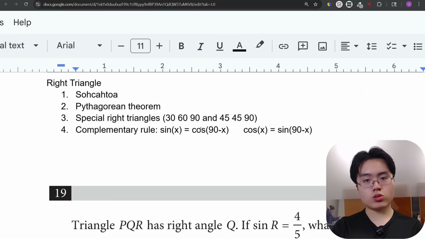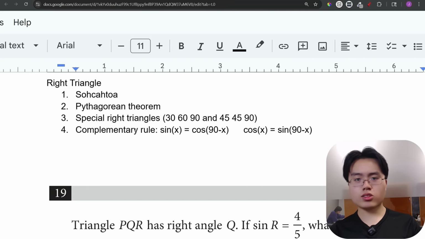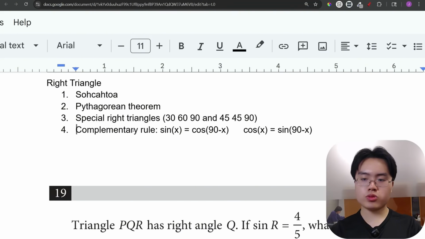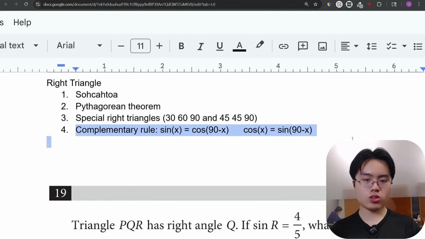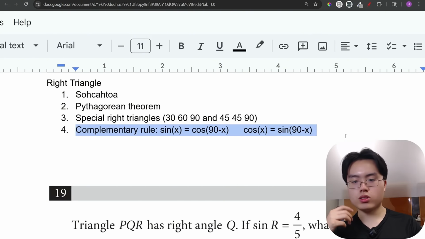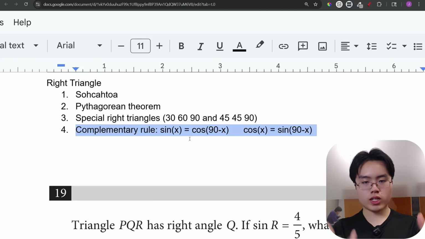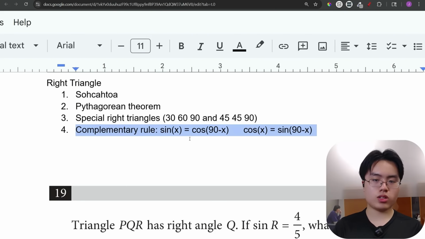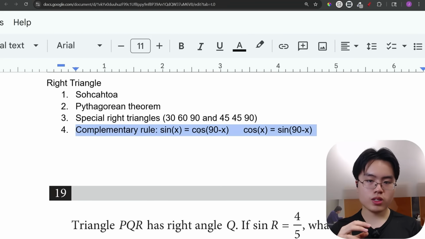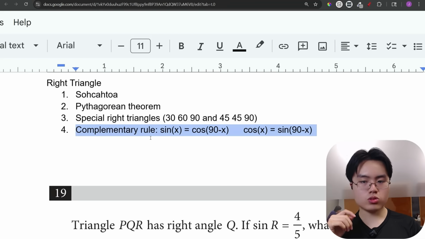The last thing you should know to master right triangles is the complementary rule. And you actually don't really need to know the complementary rule. Most of the time, you can just solve any question involving this with Desmos anyways. But I just want you to recognize this pattern in case it does appear and you forgot how to use Desmos, or you just don't know how to solve with Desmos. Then I would use the complementary rule.